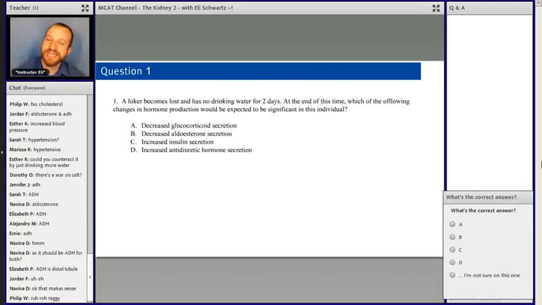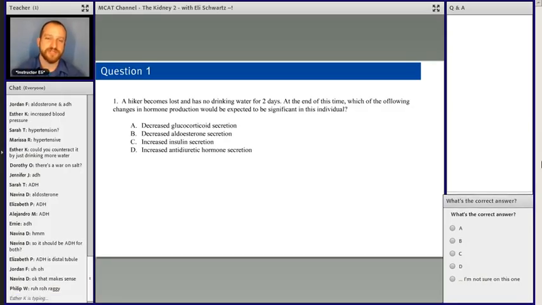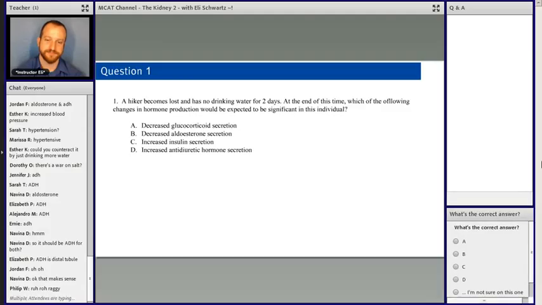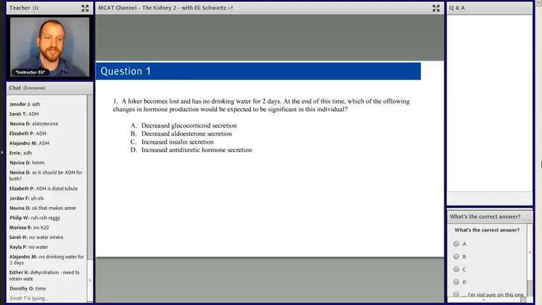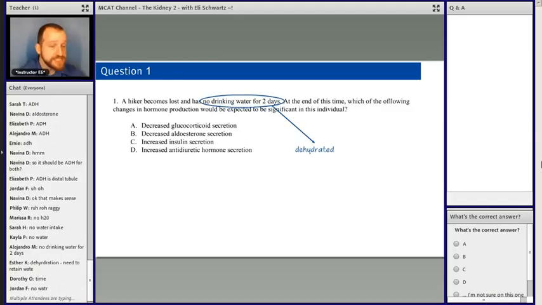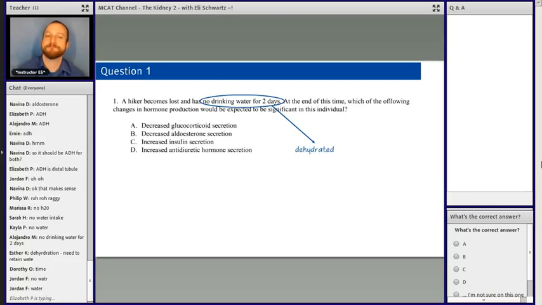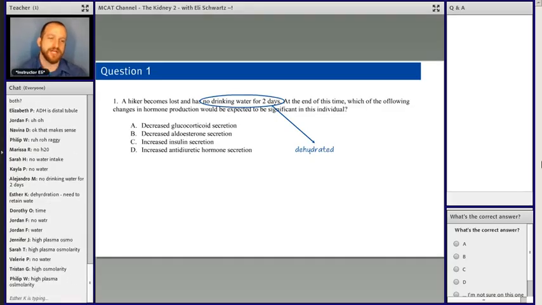But let's look for a couple key pieces. What do you notice right off the bat that's going to be a key piece for us to figure out which of these is acting? That's a key hint. No water intake, exactly, for 2 days. Interesting. No water for 2 days means definitely dehydrated. Okay. Now, definitely dehydrated implies what? Dehydrated implies what about our body systemically? I don't want to give you too many hints. High plasma osmolarity. Ding, ding, ding, ding, ding.